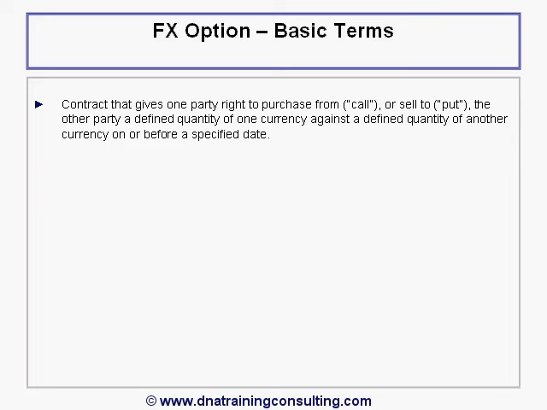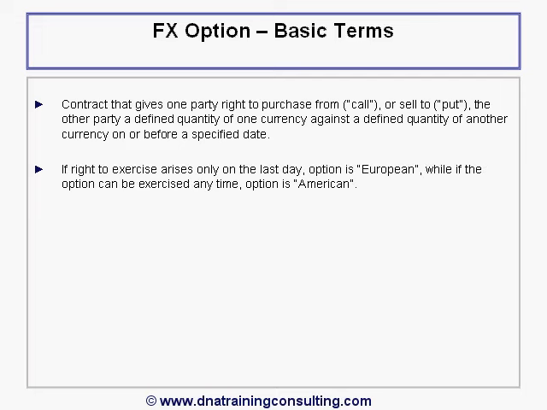The right to purchase is referred to as a call, while the right to sell is referred to as a put. If the right to exercise the option arises only on the last day of this period, the option is said to be a European option. While if the right to exercise the option arises on any day at all during this period, the option is said to be American.